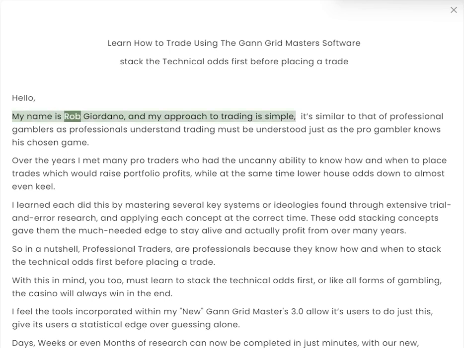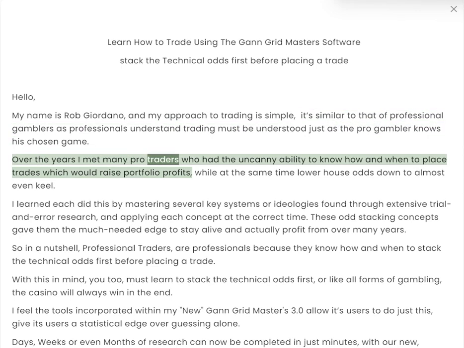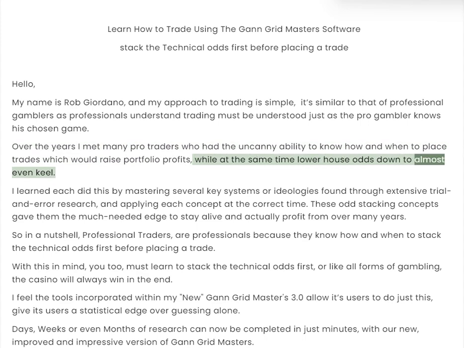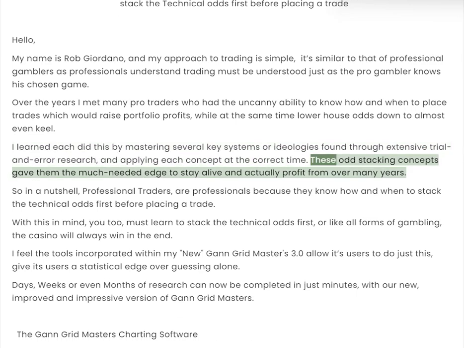Hello, my name is Rob Giordano, and my approach to trading is simple. It's similar to that of professional gamblers, as professionals understand trading must be understood just as the pro gambler knows his chosen game. Over the years, I met many pro traders who had the uncanny ability to know how and when to place trades which would raise portfolio profits, while at the same time lower house odds down to almost even keel. I learned each did this by mastering several key systems or ideologies found through extensive trial and error research and applying each concept at the correct time. These odds stacking concepts gave them the much-needed edge to stay alive and actually profit over many years.